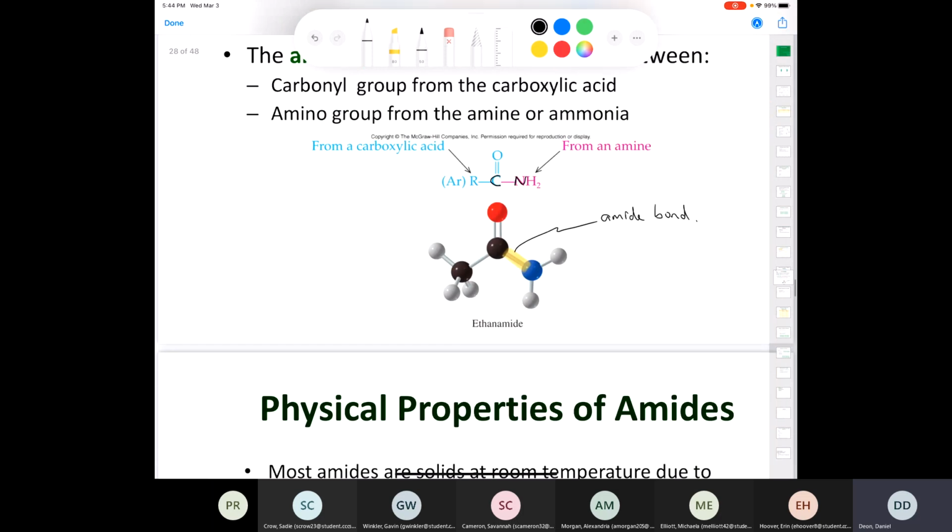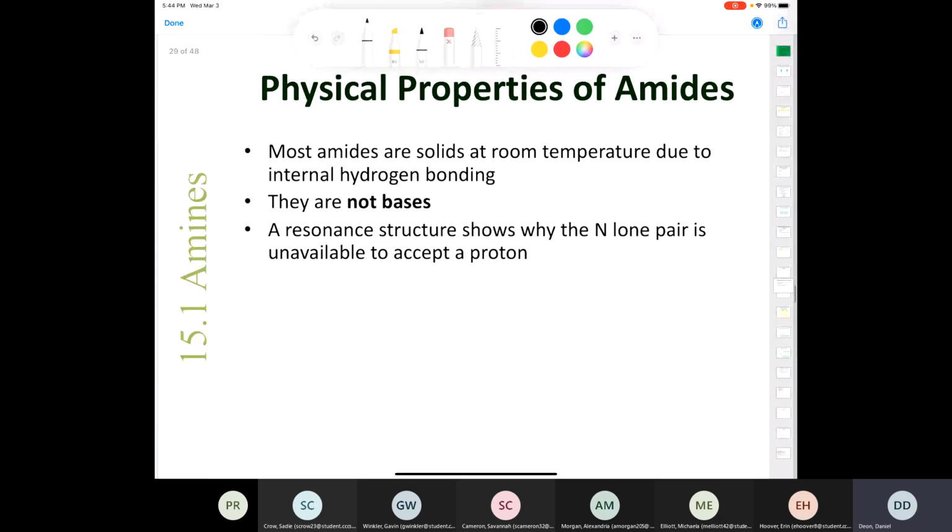All right, let's talk about the physical properties of amides. It says here that most amides are, in fact, solids at room temperature due to internal hydrogen bonding. Also, they're not bases. Okay, when we talked about amines, right, we said that amines are bases, okay? Amides are not bases. And there's a reason why an amide is not a base.